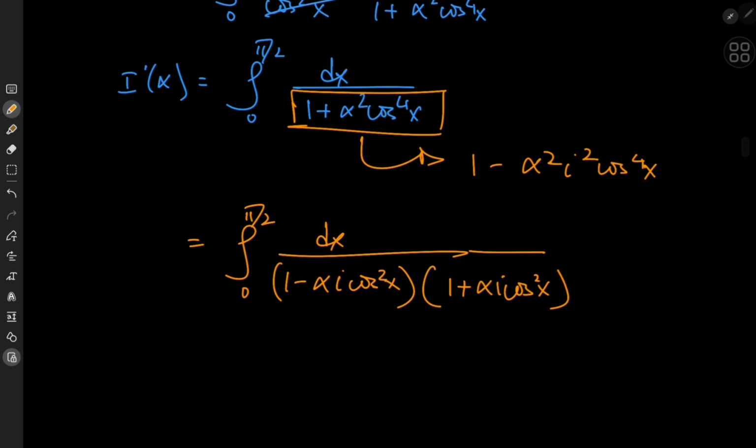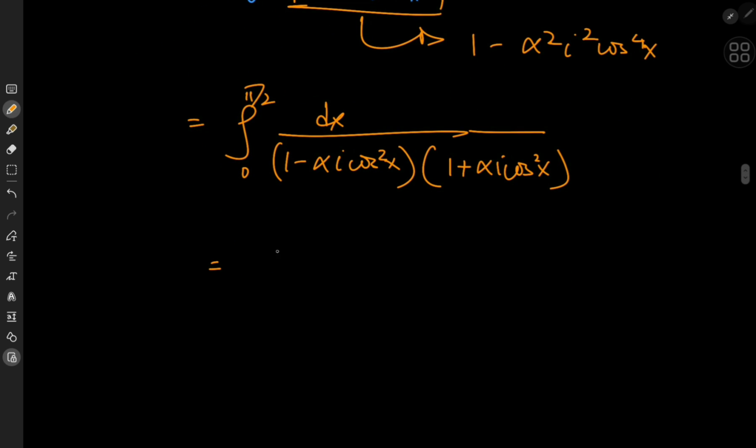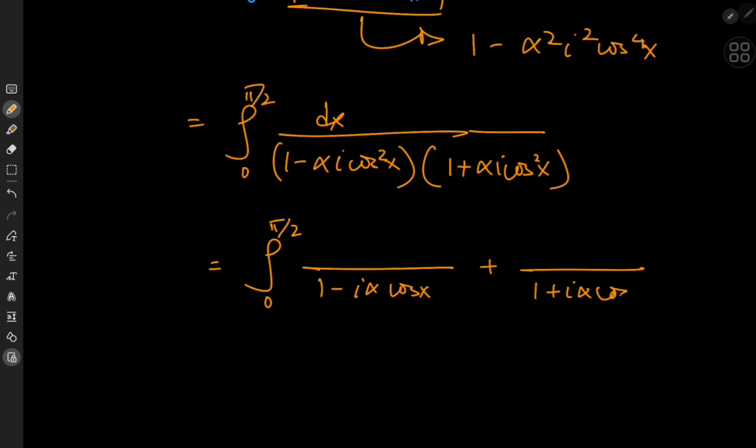Okay, and now for a partial fraction decomposition, which in this case is pretty straightforward. We have the integral 0 to pi by 2, and here we have 1 minus i alpha cosine squared x. We need a plus sign here: 1 plus i alpha cosine squared x. Ones here will do the trick, and to balance everything out, we need a factor of 1/2. So that's the derivative of I with respect to alpha, which means we need to evaluate two integrals now.